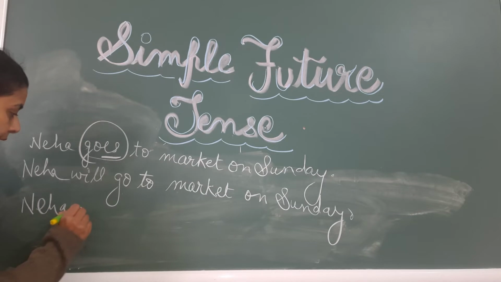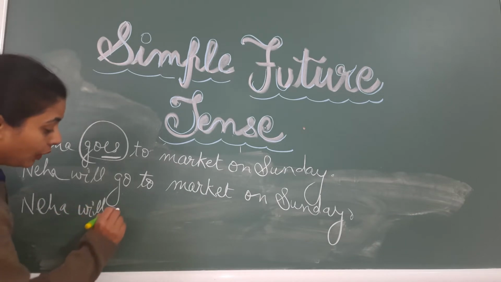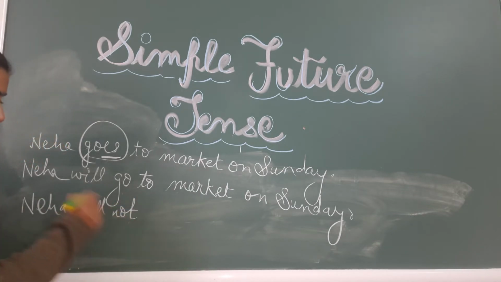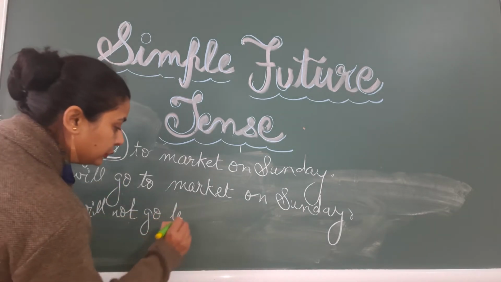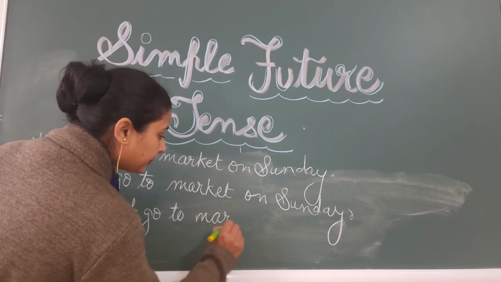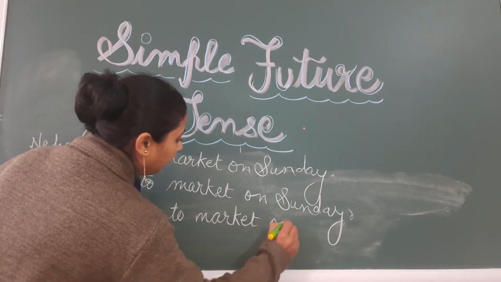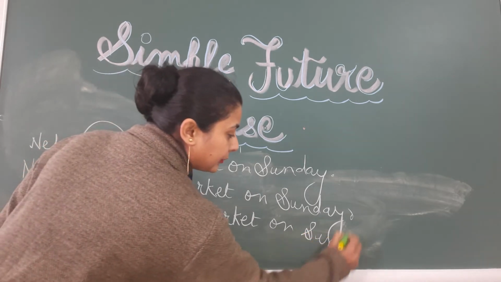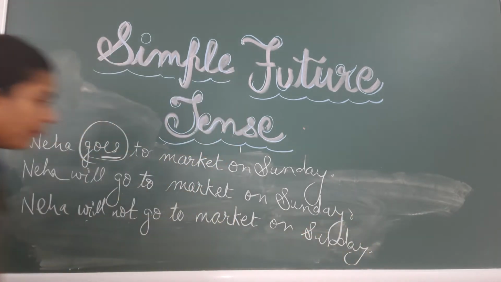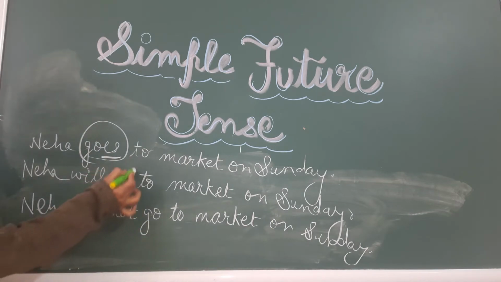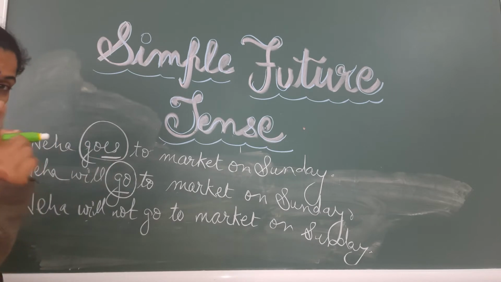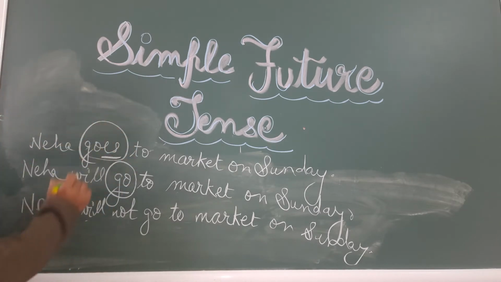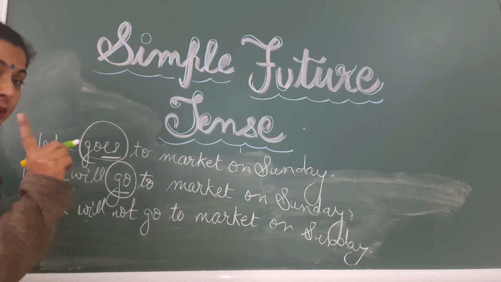Neha will not go. Simply आप will के बाद not कर देंगे, will और verb के बीच में not add कर देंगे. नेहा will not go to market on Sunday. Alright. So, दो चीजें जो आपको ध्यान रखनी है. सबसे पहले root form, base form. There will be no spelling change in the base form of the verb. Second, हम will को पहले enter करेंगे. Right. And these two words will not be joined.